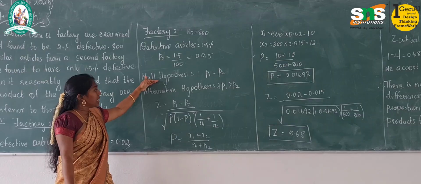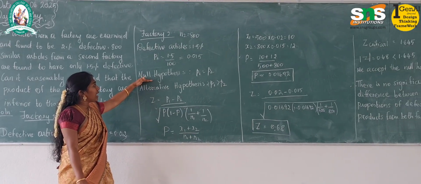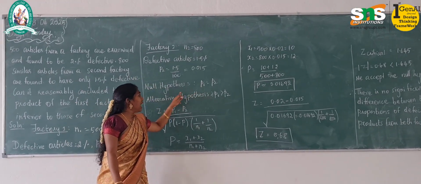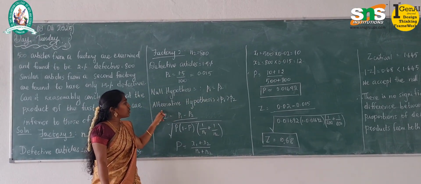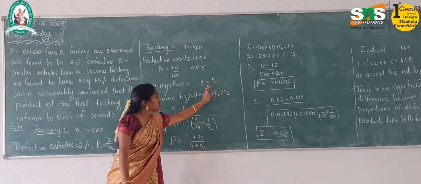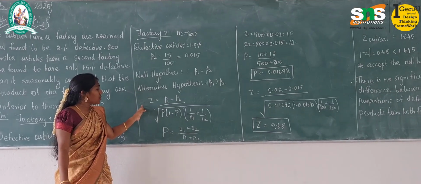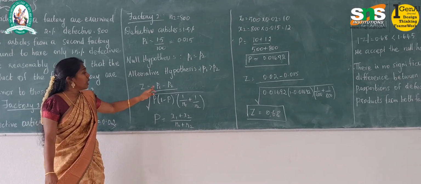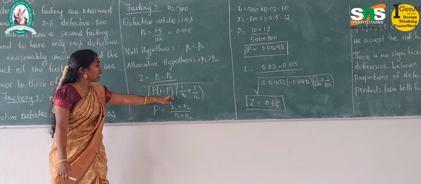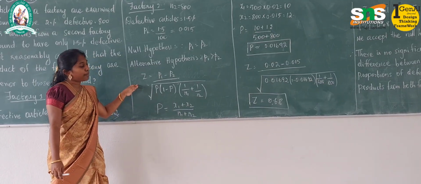Next, we have to frame the null hypothesis as well as the alternative hypothesis. In this problem, the null hypothesis is that the proportion for both the factories is equal, and in the alternative hypothesis, the proportion for the first factory is greater than the second factory. Next, we are going to use the formula. The formula is Z is equal to P1 minus P2 divided by square root of P into 1 minus P, times 1 by N1 plus 1 by N2. This is the formula for two sample proportion.